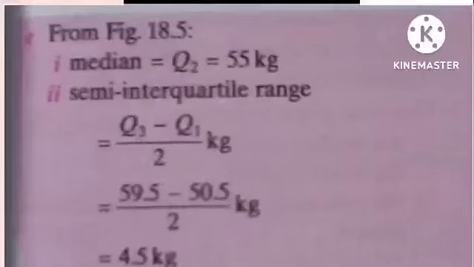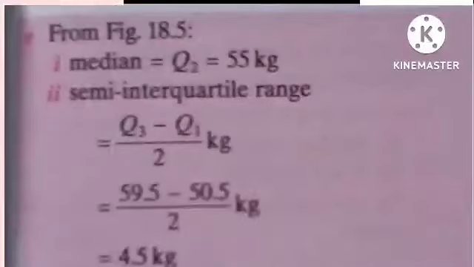You will see that your median is cut at the 20 point, and then when you trace it horizontally to meet the cumulative frequency graph, you then trace it vertically downwards to meet the horizontal axis. You will cut it at a point that will correspond to the median. So in this case, we have it as 55 kilograms. Using the same method, you can also look for the semi-interquartile range.